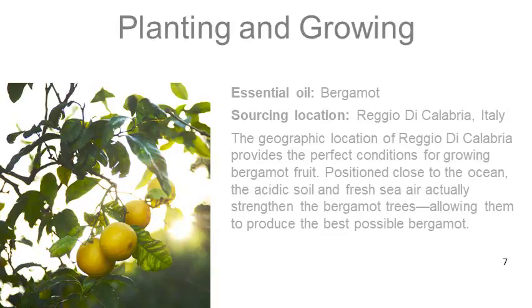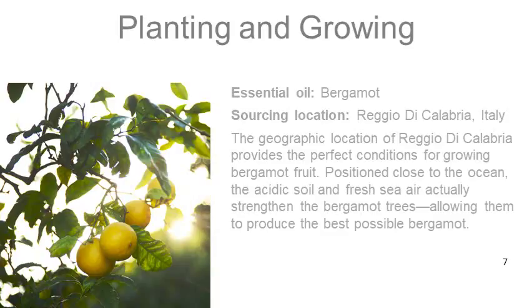For example, there's a region in Italy. It has long been a sanctuary for growing bergamot fruit due to its unique climate and soil. In fact, this area is so optimal for growing bergamot that it is the only area on Earth where that fruit is grown. This town is close to the ocean, and the acidic soil and fresh air from the sea help strengthen the bergamot trees, which allows them to produce the best fruit for bergamot essential oil.